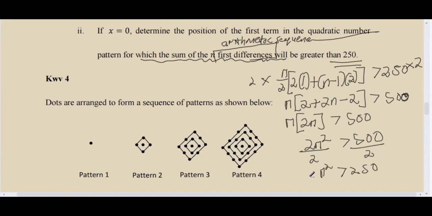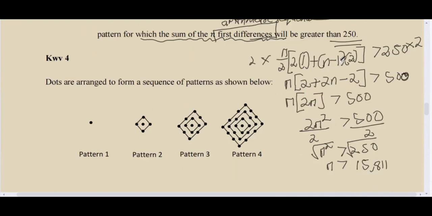Then at this point, we can take the square root of both sides. So n must be greater than the square root of 250. That's 5 root 10, which is something like 15.811, right? Now remember, we are looking for the first term in the quadratic number pattern for which the sum of the first n differences will be greater than 2/5.